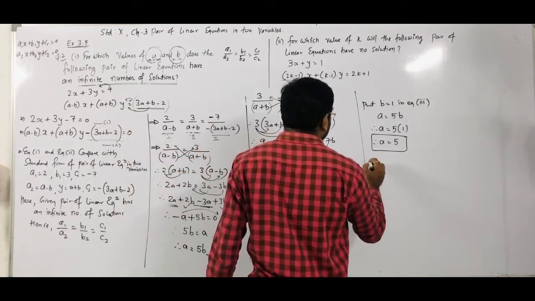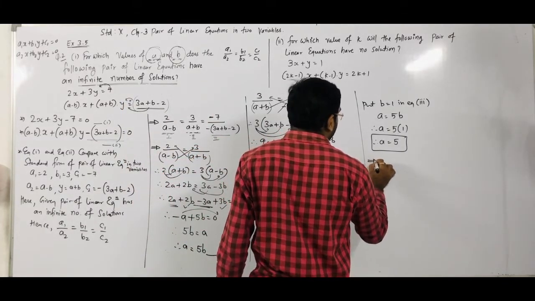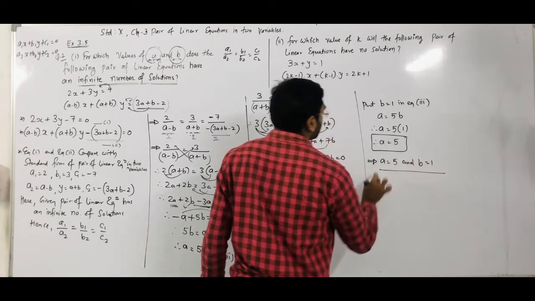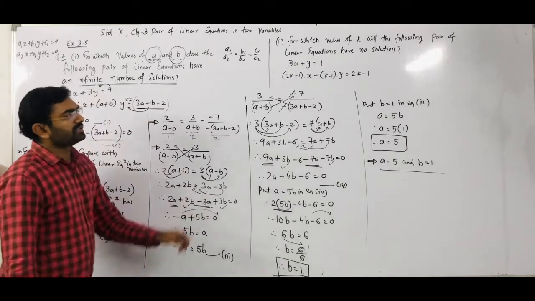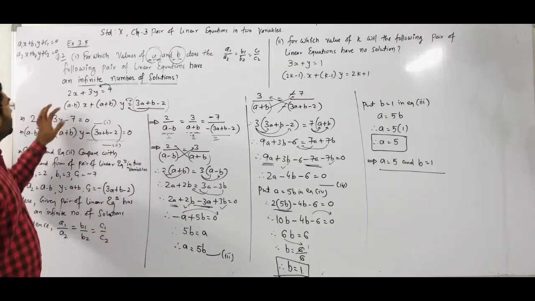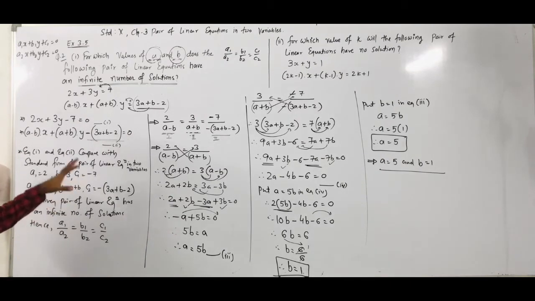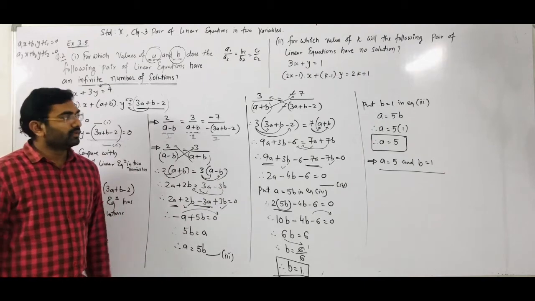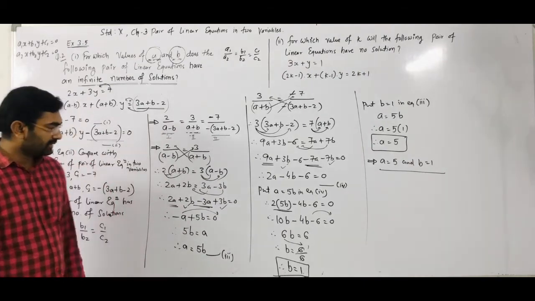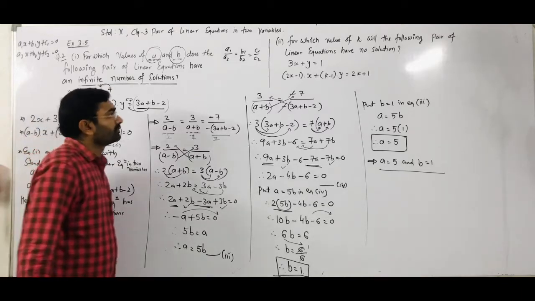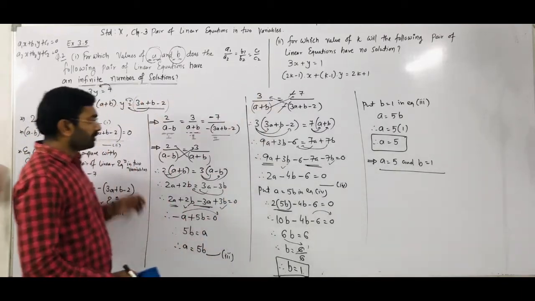So we can say the answer is a is equal to 5 and b is equal to 1. For such values, the linear pair of equations has infinitely many solutions. Okay, it is a little bit hard, but you have to practice and you can solve it very easily. Now we have to solve the second one, this one. I hope all of you are clear with that.